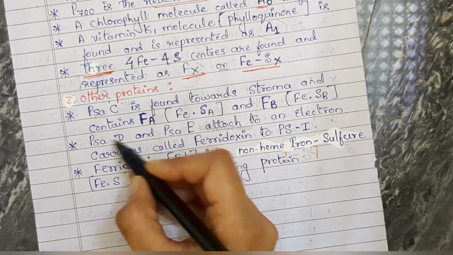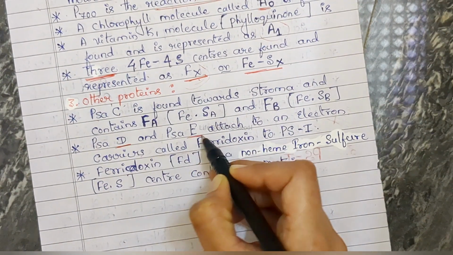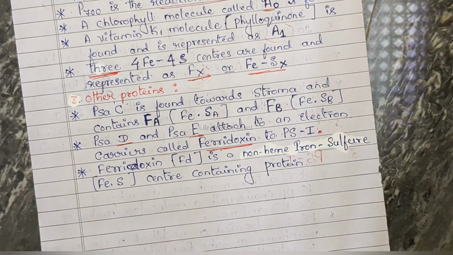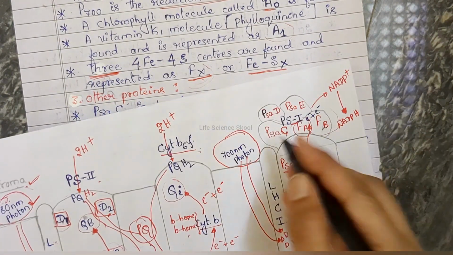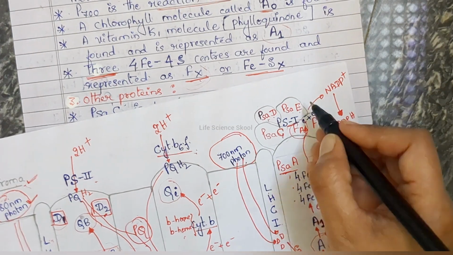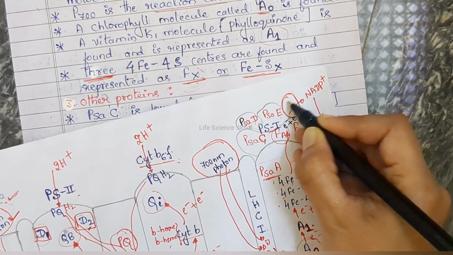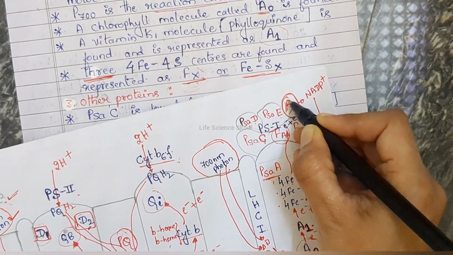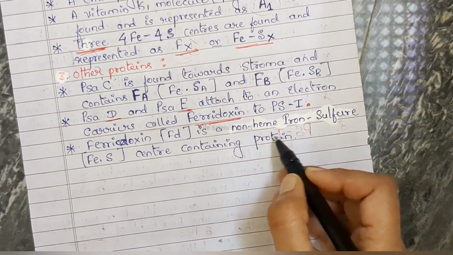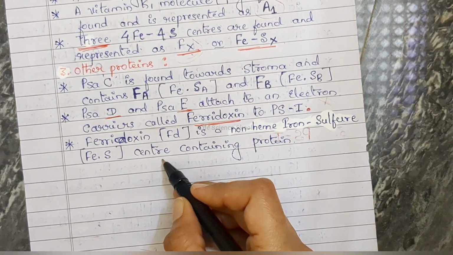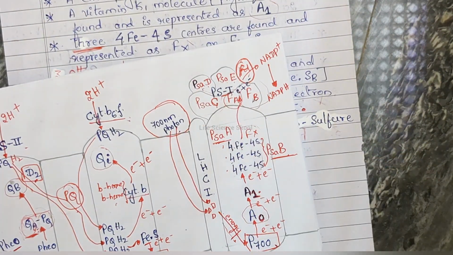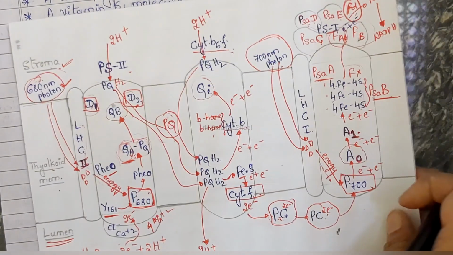Also it contains PsaD and PsaE, to which an electron carrier called ferredoxin is attached in photosystem 1. These two, PsaD and PsaE, are attached to the ferredoxin electron transport molecule. And this ferredoxin is a non-heme iron sulfur center containing protein.